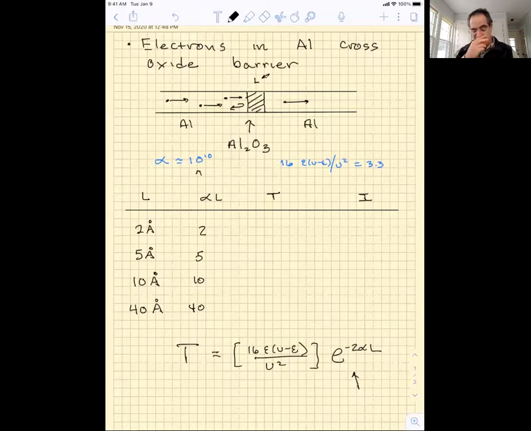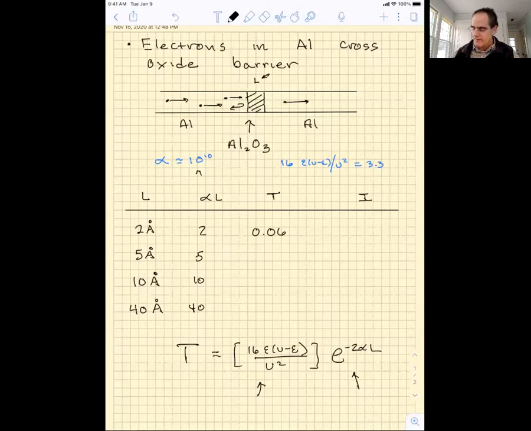Okay, which is 0.018. And then we should multiply by the factor in the brackets, which essentially is multiplying this by 3.3. And what we get is 0.06, okay? Or about a 6% probability for transmission, okay?